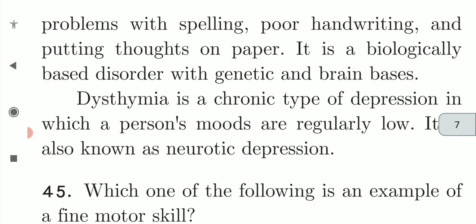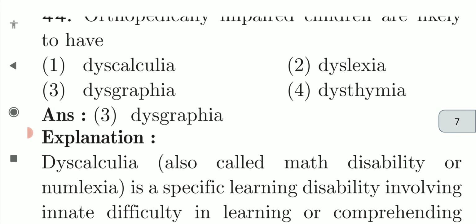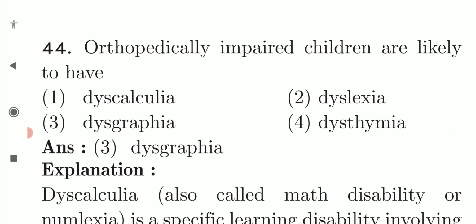Next, dysthymia is a chronic type of depression in which a person's mood is regularly low. It is also known as neurotic depression. Okay, dysthymia means neurotic depression. So, orthopedically impaired children are likely to have dysgraphia. Understood?